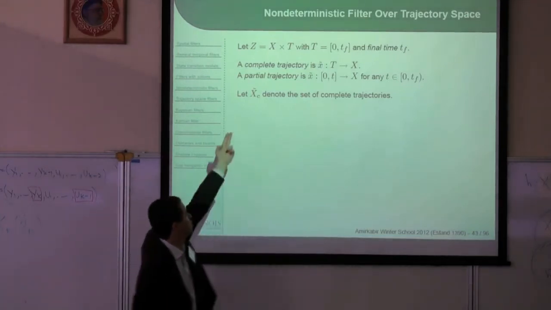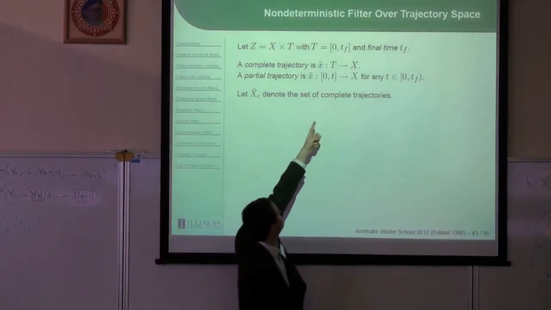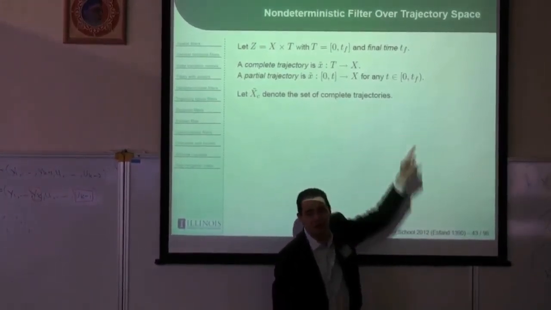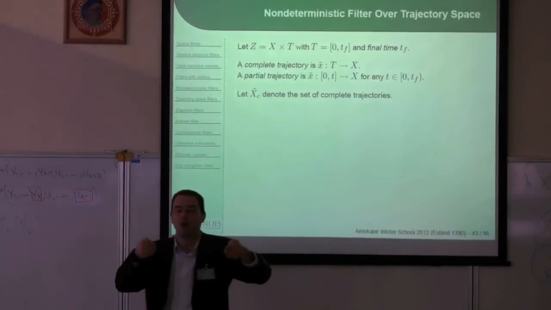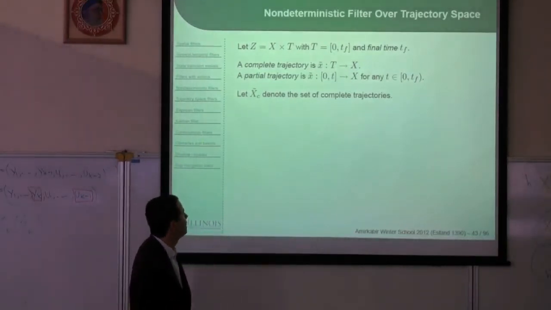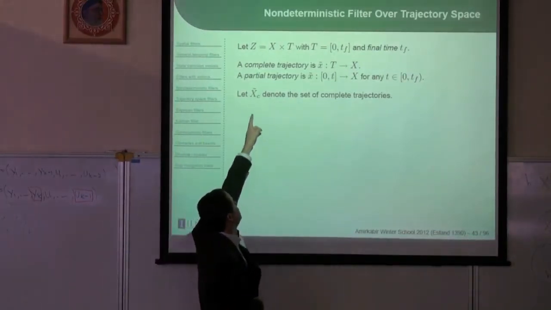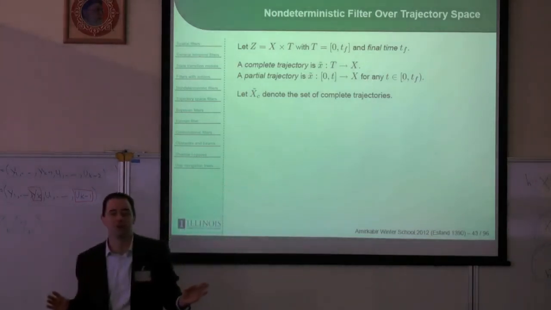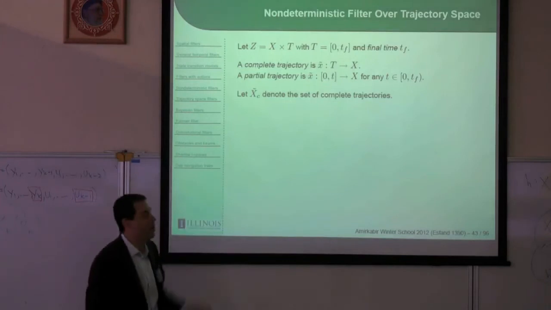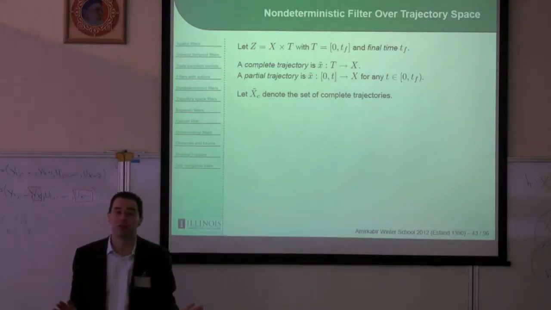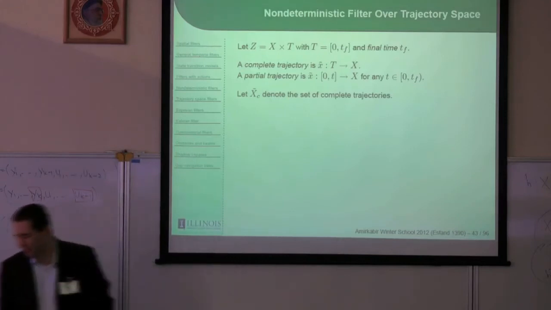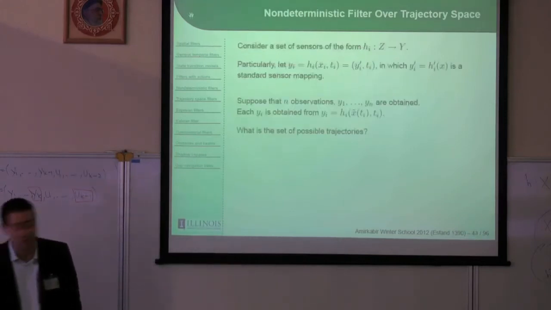And then I have a partial one, which is 0 to t for any t from 0 up to, but not including, t_f. So a partial trajectory means it doesn't go all the way. I want to make that distinction. Remember I used capital X tilde last time to mean the set of all trajectories. Now I'm going to put a subscript c on it to be the set of all complete trajectories. I want to make a filter that reasons about this. I think it's kind of nice.